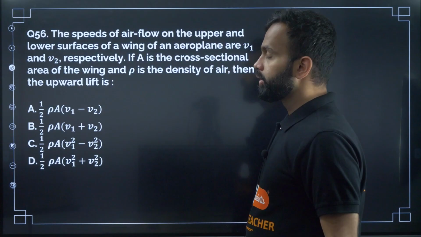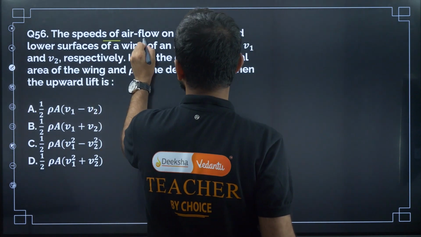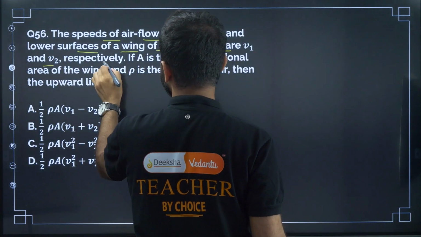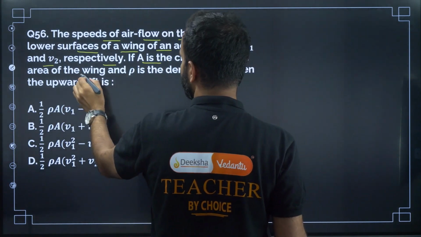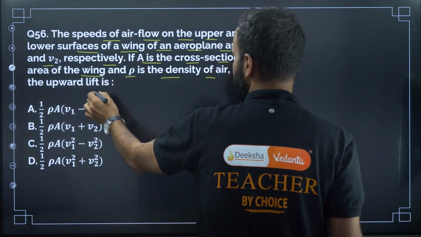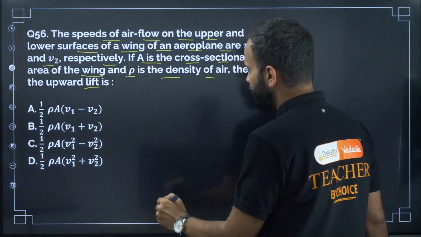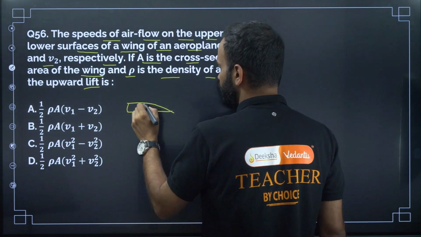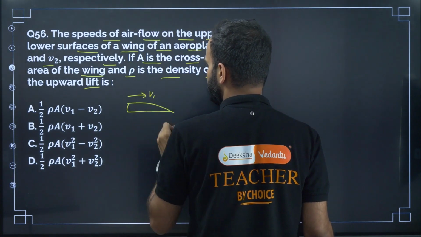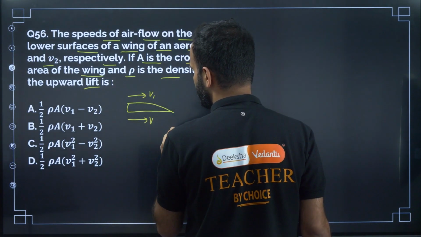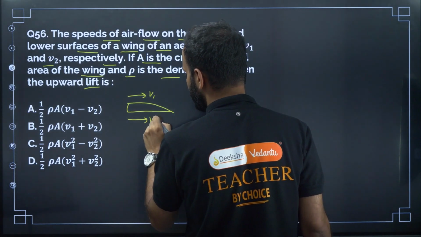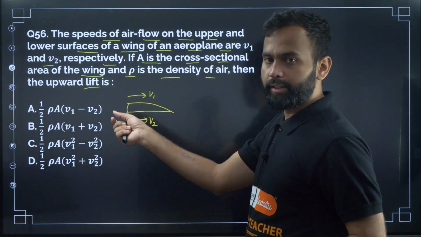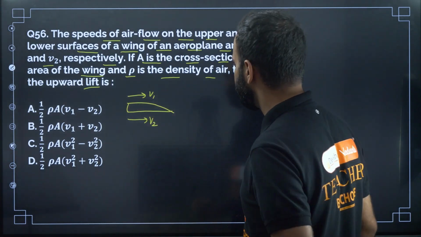Question number 56. The speeds of airflow on the upper and lower surfaces of a wing of an aeroplane are V1 and V2 respectively. If A is the cross-sectional area of the wing and rho is the density of the air, then upward lift. Okay, so here this is the aeroplane wing, right? On the upper surface, the velocity of the air particle is V1. On the lower surface, the velocity of the air particle is V2. Here we consider h as 0, the height difference as 0.